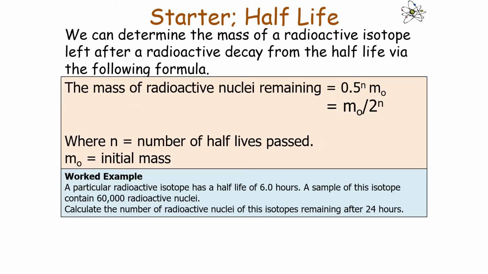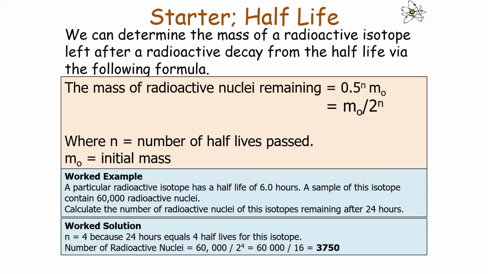Let's look at a particular example of a question. A particular radioactive isotope has a half-life of 6 hours. A sample of this isotope contains 60,000 radioactive nuclei. Calculate the number of radioactive nuclei of the isotope remaining after 24 hours. Well, n equals 4, because in 24 hours there are going to be 4 half-lives, since one half-life is 6 hours and there are 4 lots of 6 in 24. So the number of radioactive nuclei is the initial value, 60,000, divided by 2 to the power of the number of half-lives, 2 to the power of 4. Putting 2 to the power of 4 into your calculator gives 16. So it's 60,000 over 16, which is 3,750.